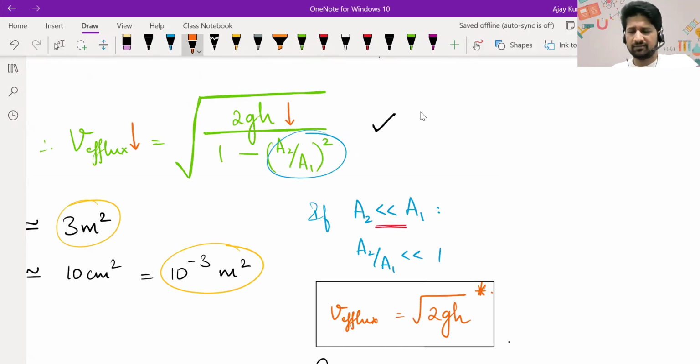Of course, in daily life, real water is a viscous fluid. It's not an ideal fluid. And there's no guarantee that it undergoes streamline flow also. So these are just ideal estimates. You can't directly apply this to a real life situation. Some adjustments will have to be done, but it definitely depends on height.